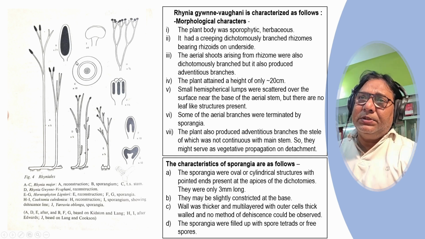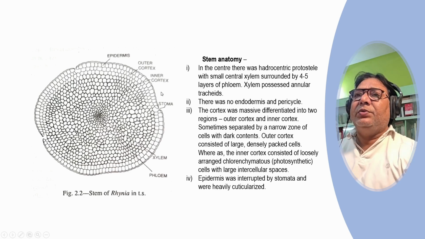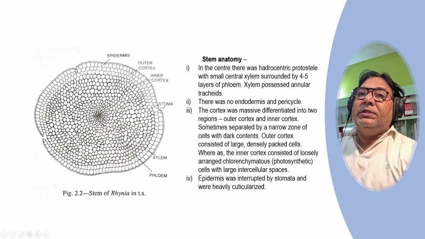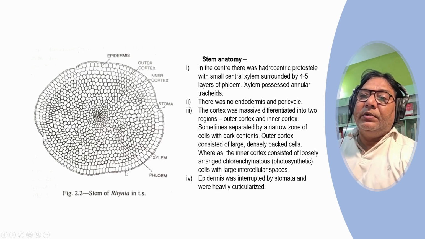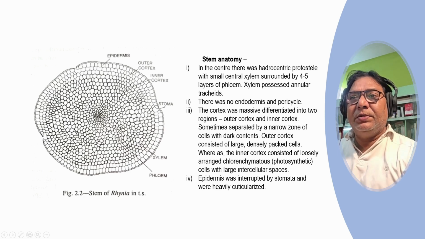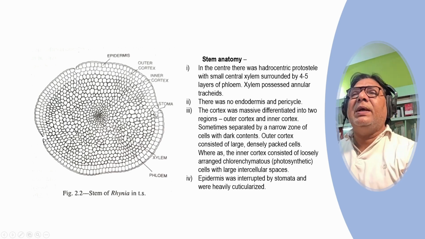Outside the epidermis there was a cuticle layer, and the epidermis was interrupted by stomata. So this diagram will show you that. This is the cellular diagram of that. You can see the stomata over here. So stomata are present in the stem. That means the stem was performing the function of photosynthesis, because there is no leaf, so of course the stem has to do that.